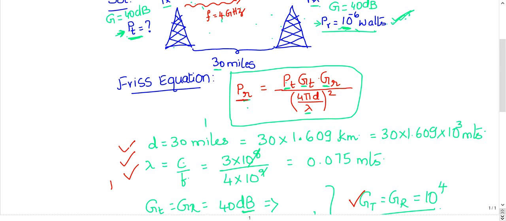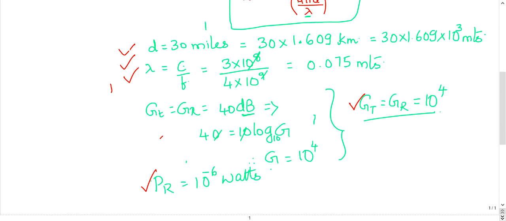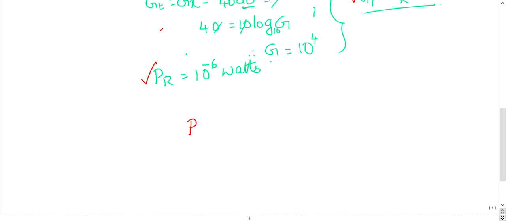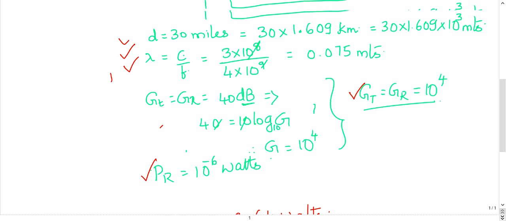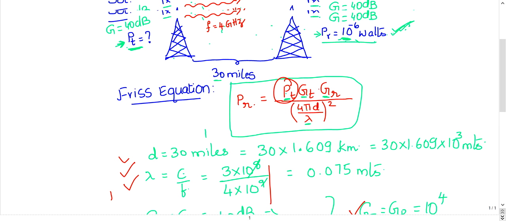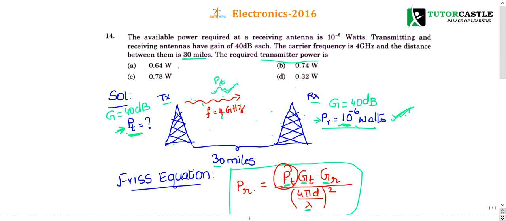So PR is known, everything is known, you just need to calculate PT. After calculation, just substitute all the values, everything I have told you. So PT you're going to get 0.64 watts. Now let us check the options. Yes, so the right choice is option A.